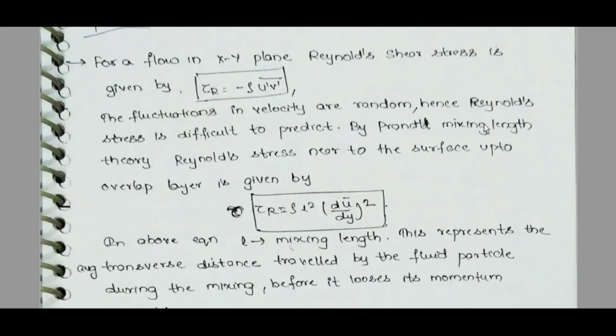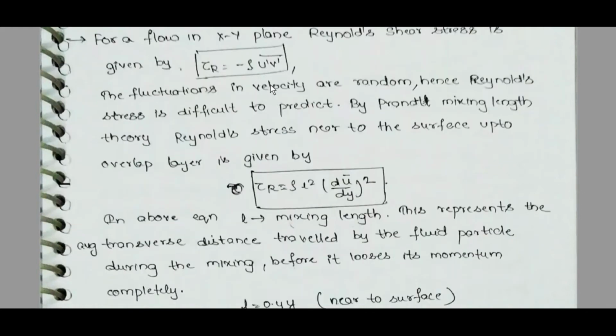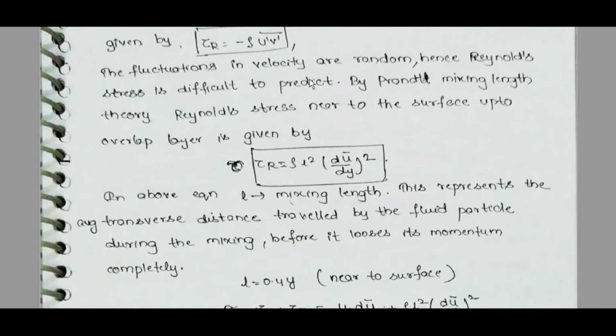For a flow in the xy plane, Reynolds shear stress is given by tau r is equal to minus rho u prime v prime whole bar. The fluctuations in velocity are random, hence Reynolds stress is difficult to predict.